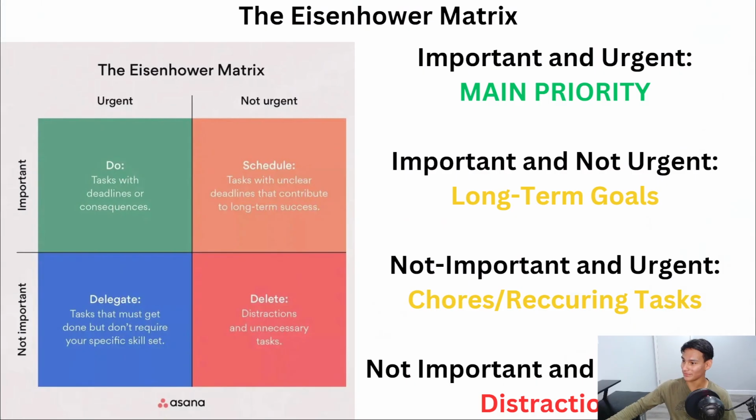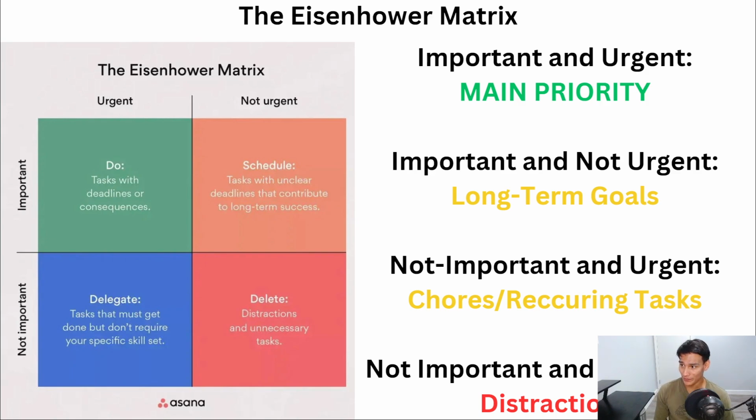So let's go ahead and pull that up. Ta-da! As you can see, we have our graph. So we've got important and urgent. Those are your due tasks. Those are things that you have to get done because they have deadlines and or they have consequences if they're not done. So the essays, the projects, the deadline work, that goes in the important and urgent.